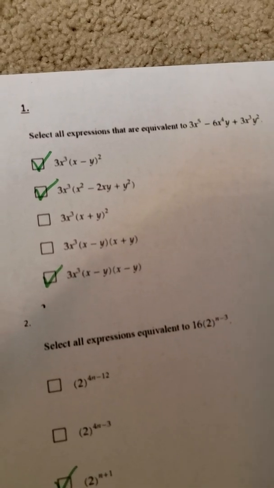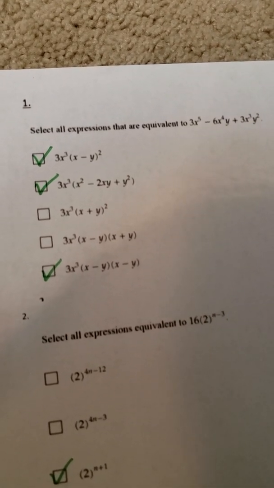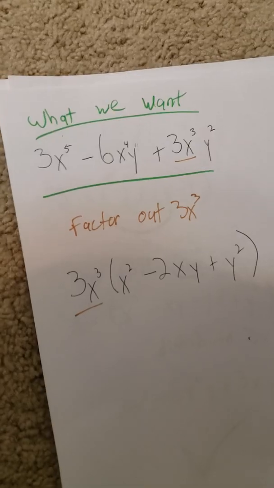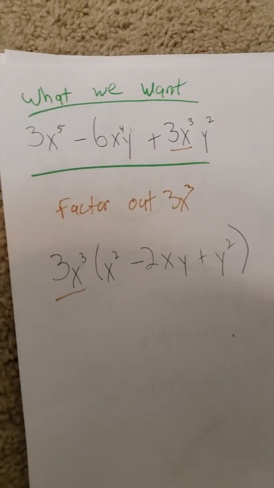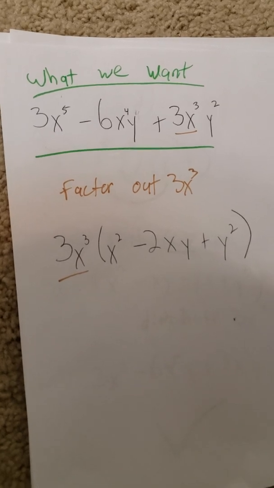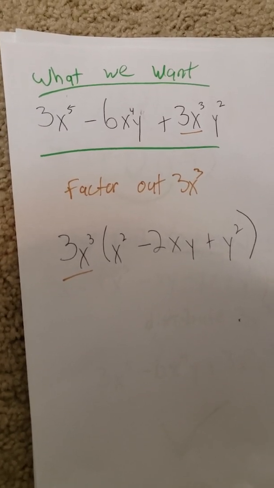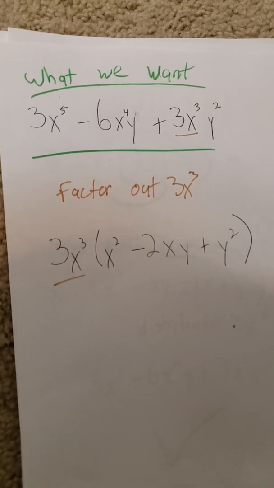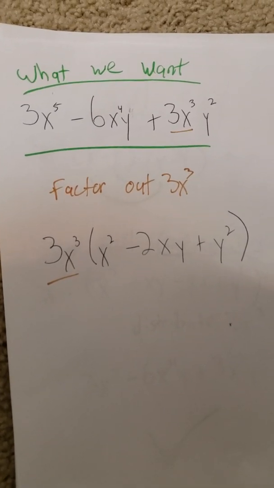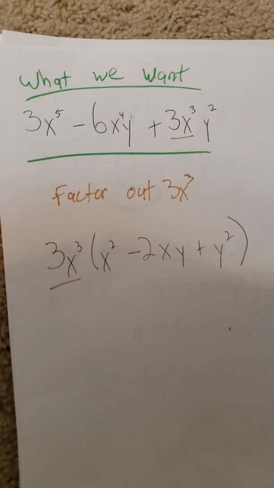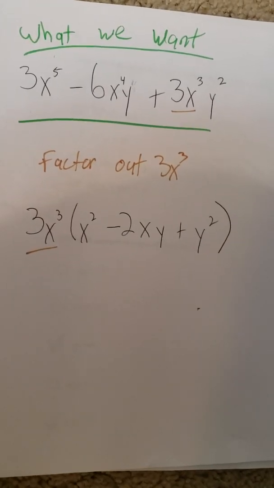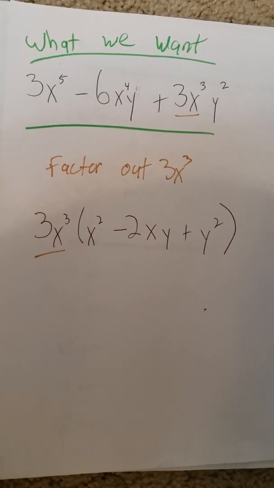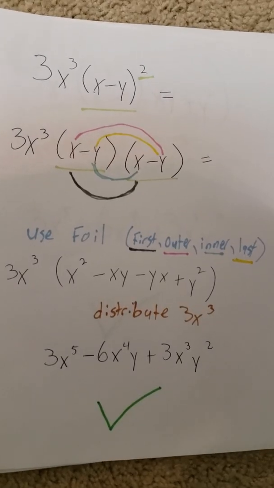Our first problem is we have to select all the expressions that are equivalent to this. So we took that equation and we wrote it out over here. Well, we're going to factor out the 3x to the third, and that is going to give us this. So now we have to find the equations that are equal to this.